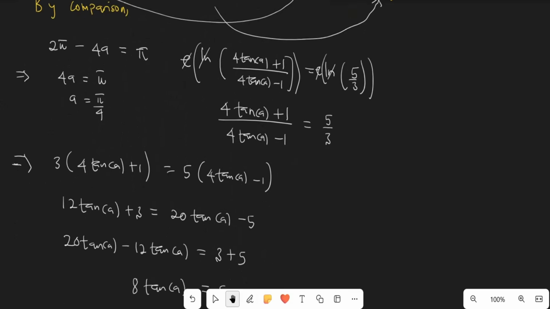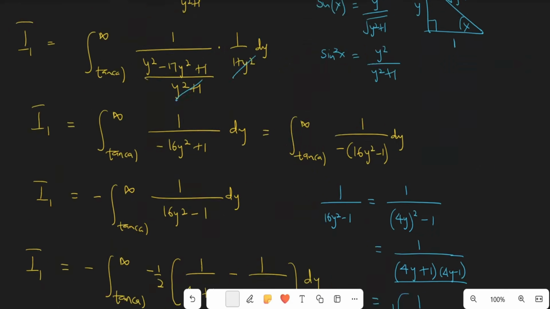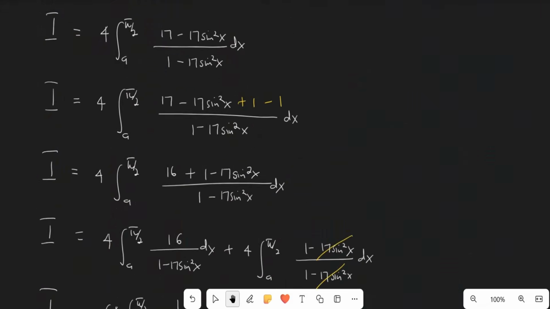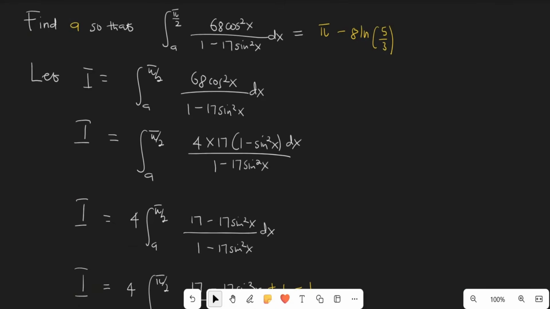So that means that if we integrate the integrand that we are given, with a equal to pi over 4, from pi over 4, which is a, to pi over 2, of 68 multiplied by the cosine square of x all over 1 minus 17 times the sine square of x dx, that should give you this answer. So that is the resulting value of a.